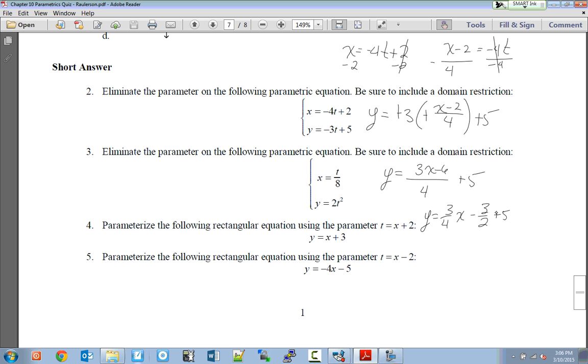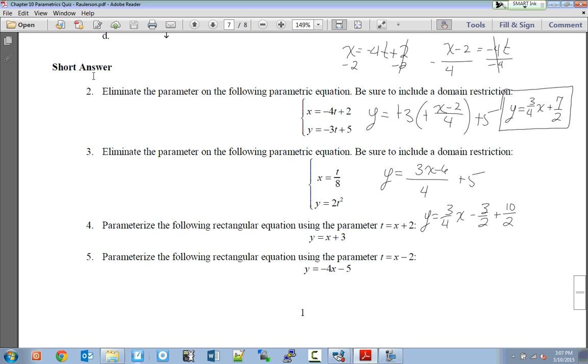Well, we have to make that into a fraction with a common denominator of 2. So the 5 is going to become 10 halves. So our equation here, eliminating the parameter, is going to be y equals 3/4 x, and then you have negative 3 halves plus 10 halves is a positive 7 halves. So that's one way you could do it, by picking the easiest equation, solving for t, substituting that value for t into the other equation, and just simplifying it down.